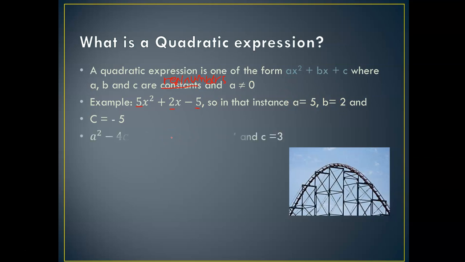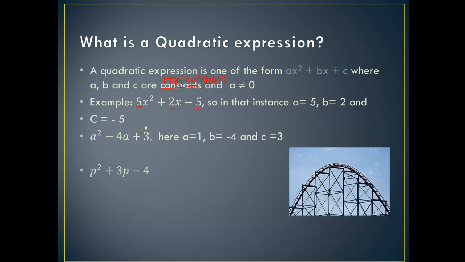Another example: a squared minus 4a plus 3. Now I deliberately use the variable a so that you can get it clear in your head. Once there's no number beside the variable, that means its coefficient is 1. So in this case, a is 1. b is negative 4, not the letter but the number beside the a. And c is positive 3.